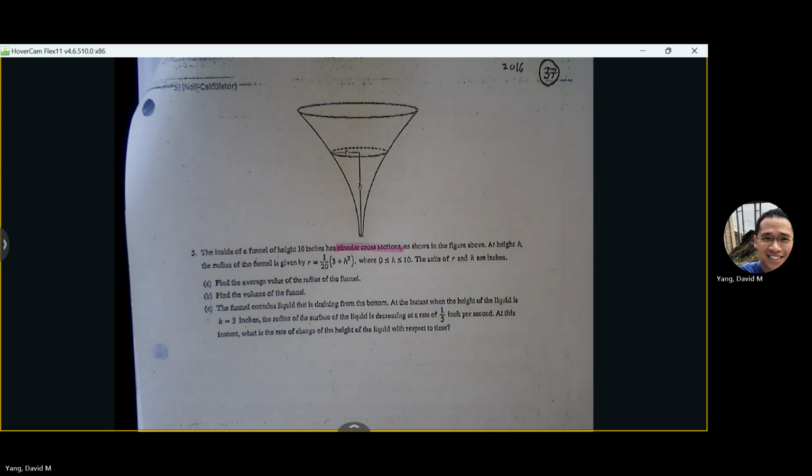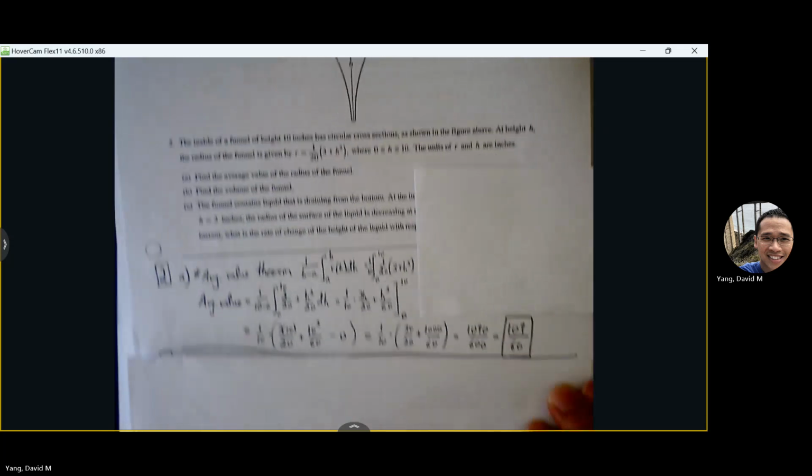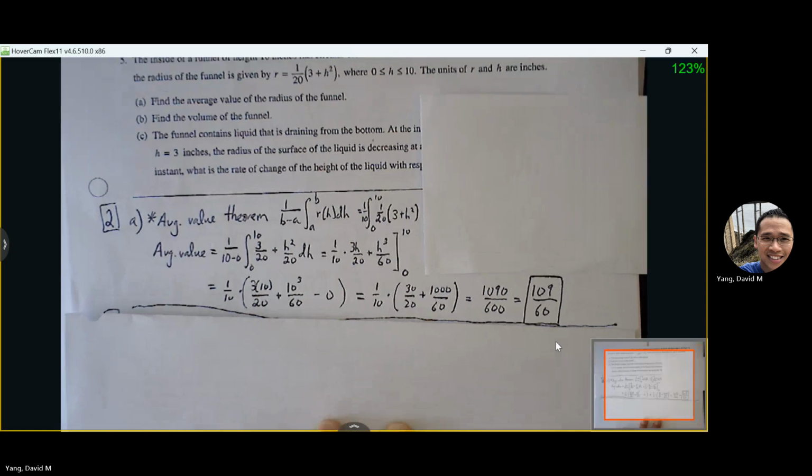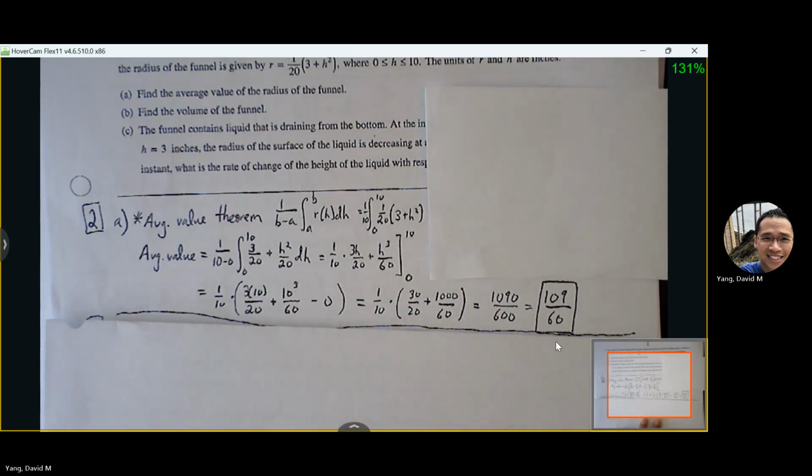So let's see if we can set that up. Your h is your independent variable and your r is your dependent variable here. So treat h as your x. So we do have to set everything up by hand.